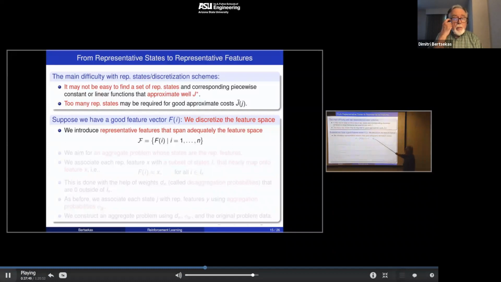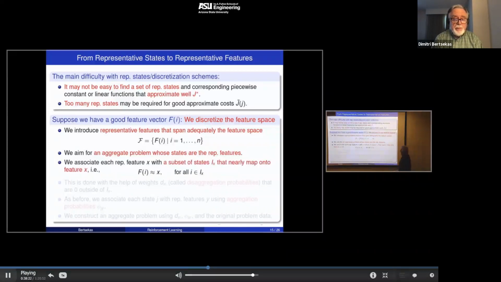Now, suppose you have a feature vector that you can trust. It expresses the nonlinearities of J star well enough. Then, instead of discretizing the state space, we discretize the feature space. So we introduce representative features that span adequately the feature space, and we aim for an aggregate problem whose states are going to be representative features rather than representative states.